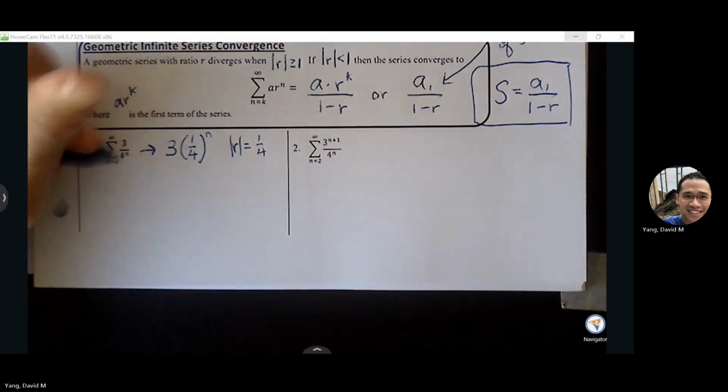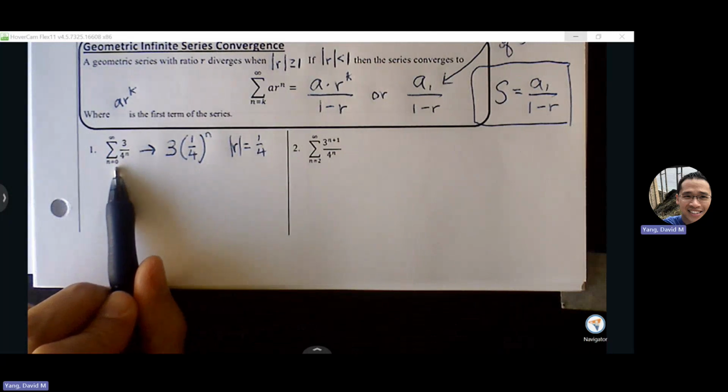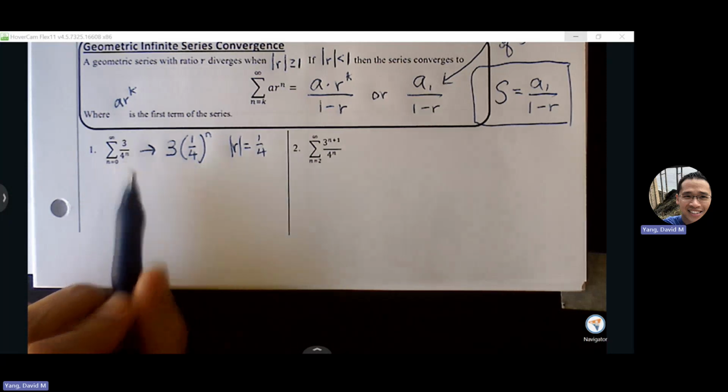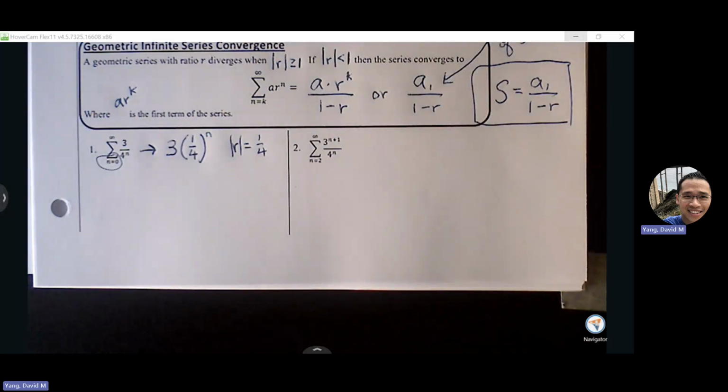Plug in n equals 0. So wherever they start off, that is going to be our first term. It could be n equals 1, it could be n equals 0, it could be n equals 3, but we always want to pay attention to where that starting point is. So we're going to plug 0 in this case into the rule of the sequence.